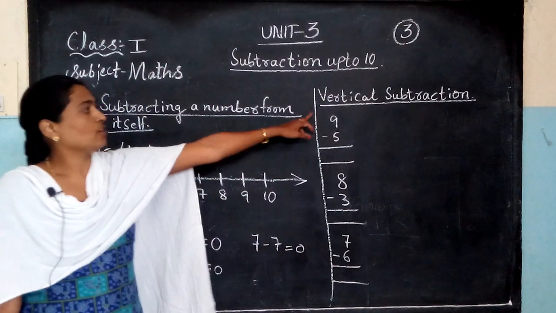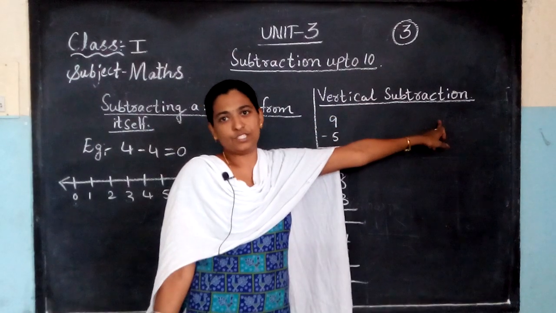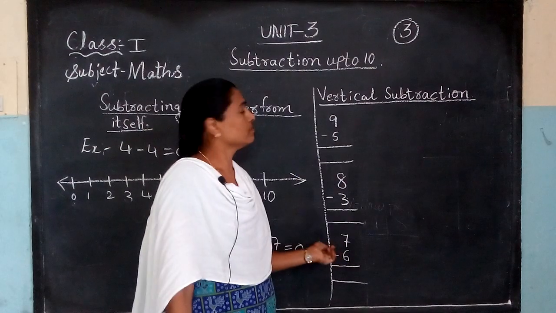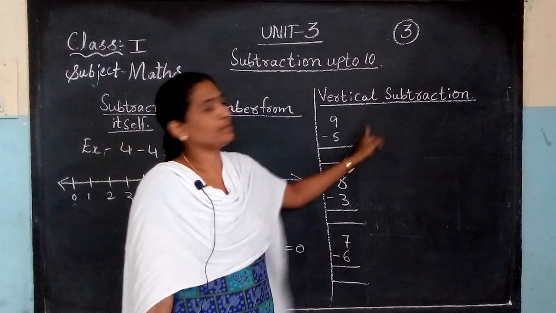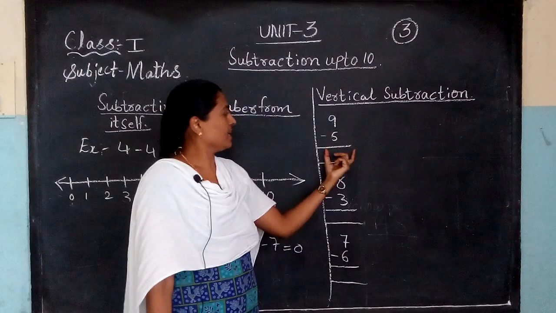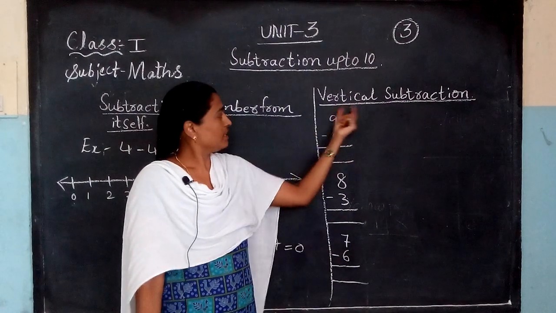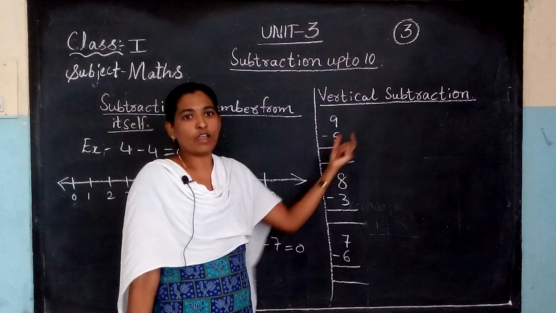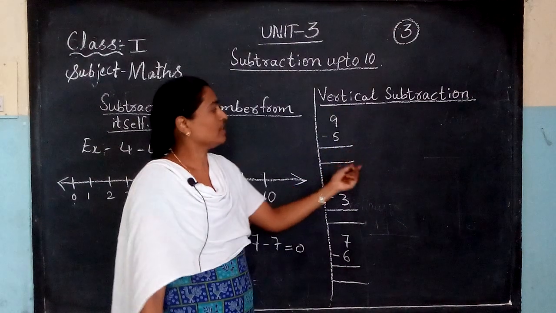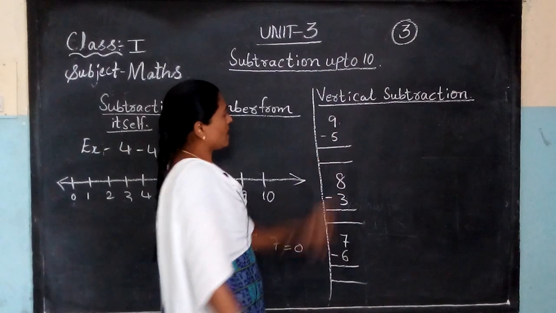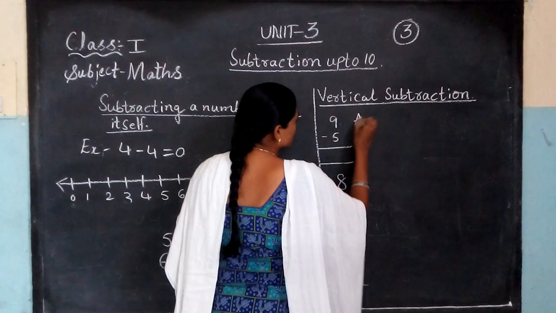Next, we are going to another topic, that is vertical subtraction. Vertical means a standing line. It is called vertical subtraction. First, see what this number is. The first number is 9. Now draw 9 stars.